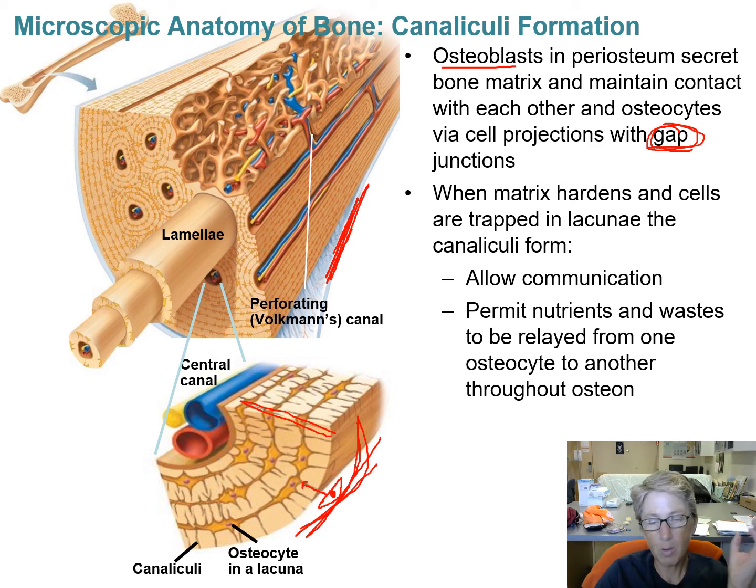So if you're an osteoblast, you're going to secrete the osteoid, and then the minerals are going to come in and make the osteoid hard, and then you get trapped in these canaliculi, or you get trapped in the lacuna, and then you become a mature cell called an osteocyte.